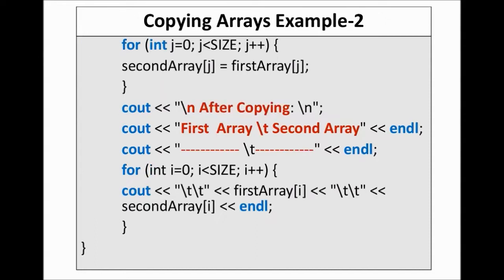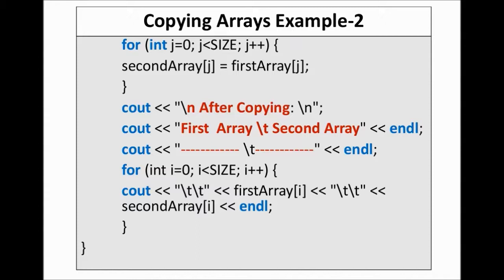We use a for loop again to copy these values into the second array. Then in the body of the for loop we write second array j is equal to first array j. Then we print the values on the screen. We write cout after copying, cout first array and second array elements, and we similarly use a for loop to print all the values on the screen.